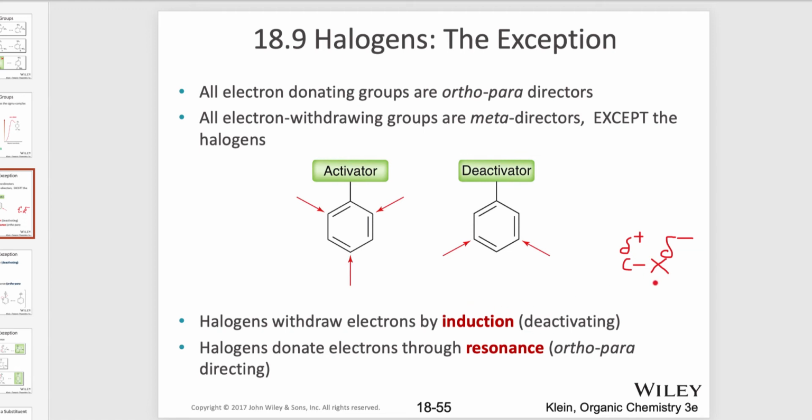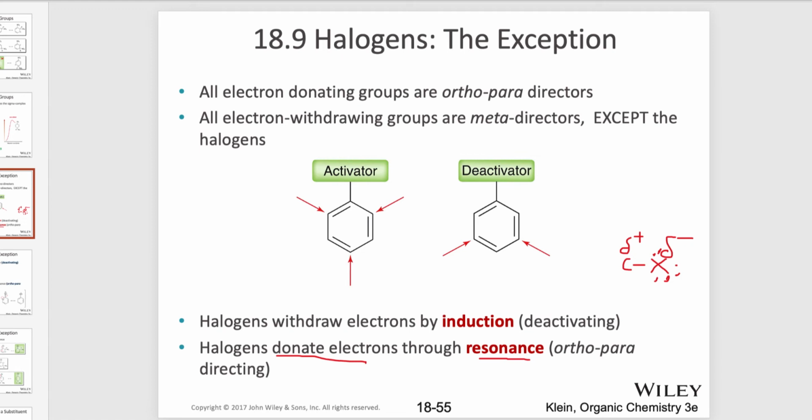However, we also know that halogens have electron pairs. So 1, 2, 3, 4, 5, 6, 3 electron pairs. Looks a little bit crooked, but 3 electron pairs. And they are now actually able to donate electron density through resonance, and that is through making a double bond, pi bonds.